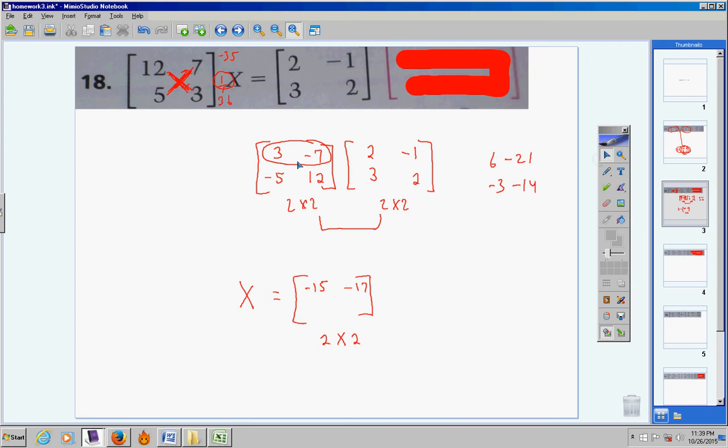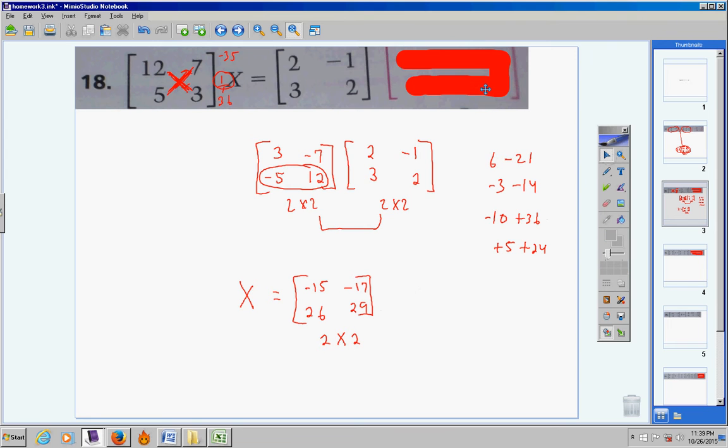Now we're going to move to this row here, times each column. So this row times this column. First times first, negative 10. Next times next, positive 36. That gives you a positive 26 when you combine them. Now take this row times this column. First times first, positive 5. Next times next, positive 24. Combine and you'll get a 29.